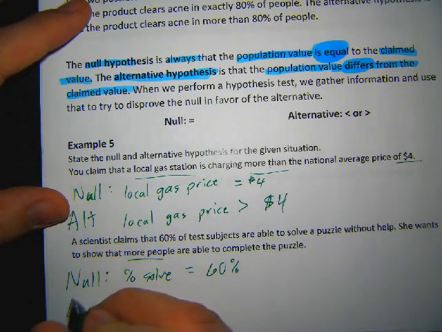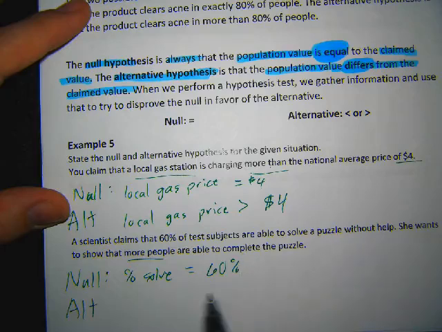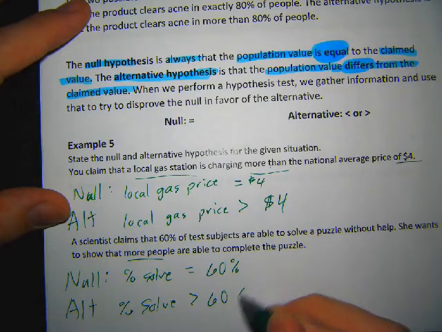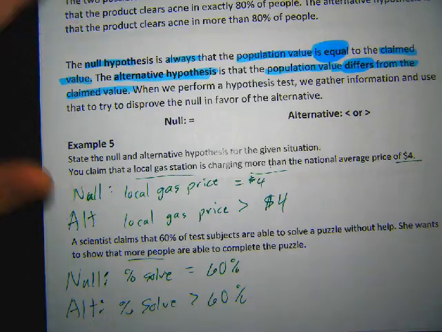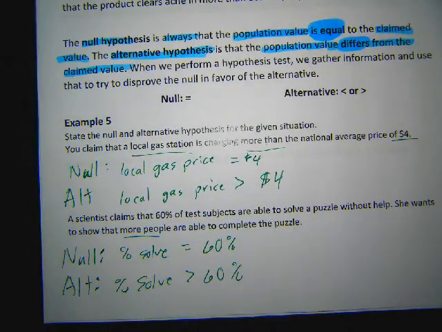The alternative, since we want to check for more than, would be that the percent who can solve this puzzle is actually greater than 60%. Those two examples are both more than. Well, that's fairly common, because a lot of times you make claims about it working in more than this or more than that. And you can do less than claims too, but that's the idea. The null is always a statement of equality. The alternative is always a statement of greater than.